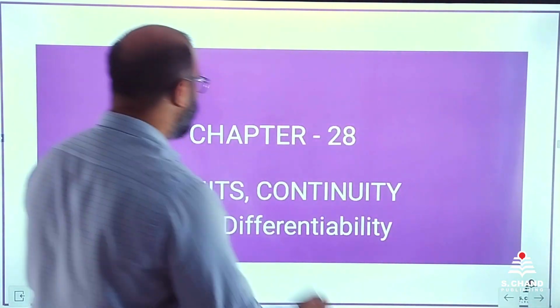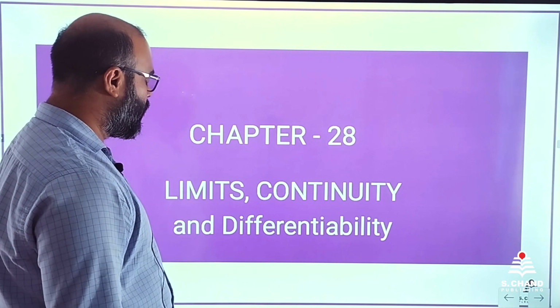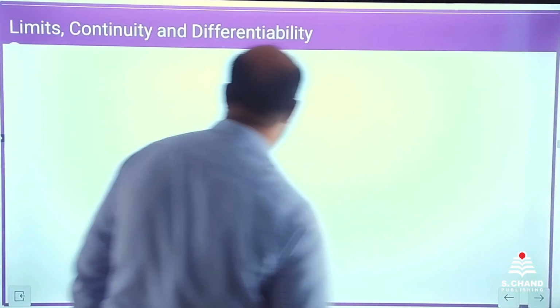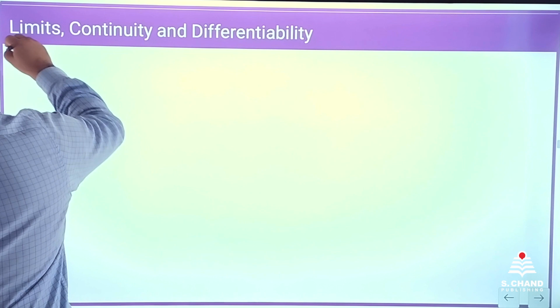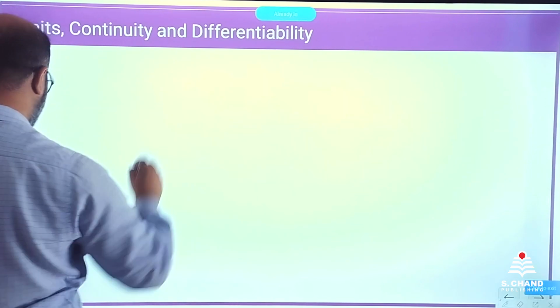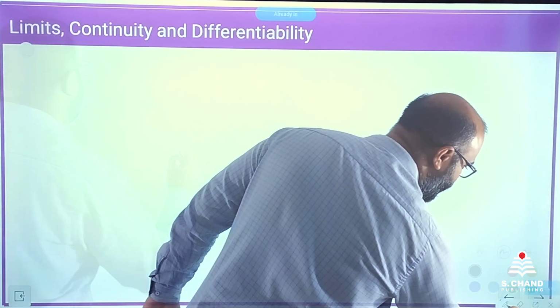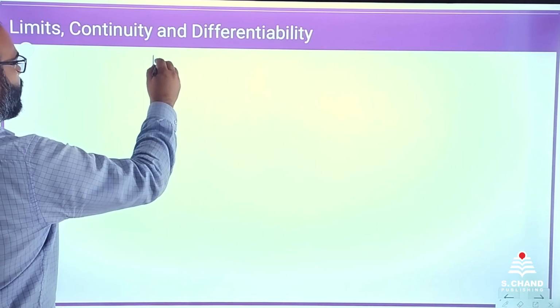So the chapter here is chapter number 28, limits, continuity and differentiability. And we have a few theories related to it first. So what are those theories? Let us see. First of all, limit.